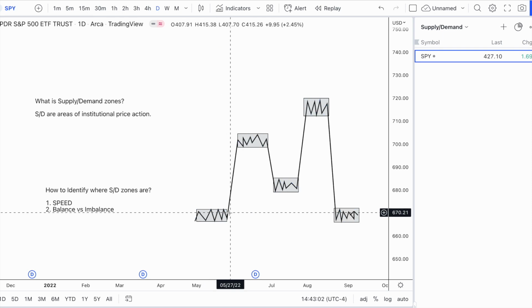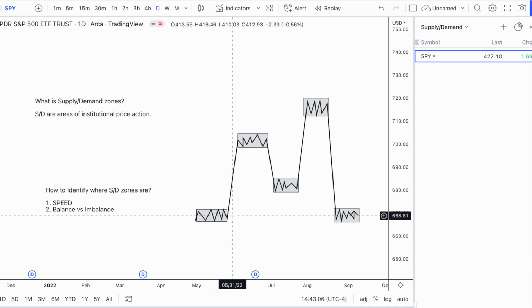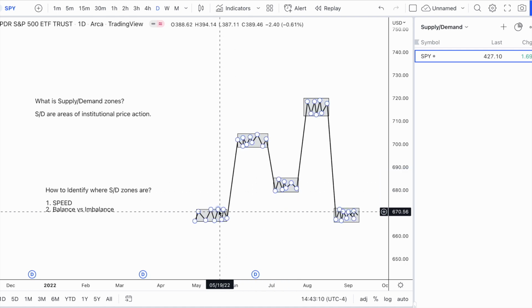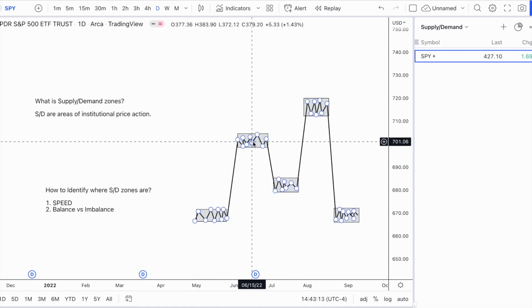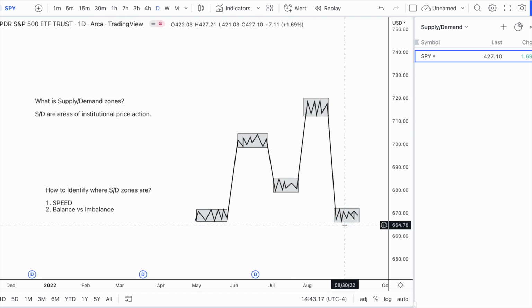It's called an imbalance, where price goes really fast, doesn't spend a lot of time, doesn't consolidate, and those would be these in between the gray zones here, right? So you have balance, then it moves up, then you have more balance, imbalance, down, higher, lower. You got the idea. So how do you identify where supply and demand zones are?